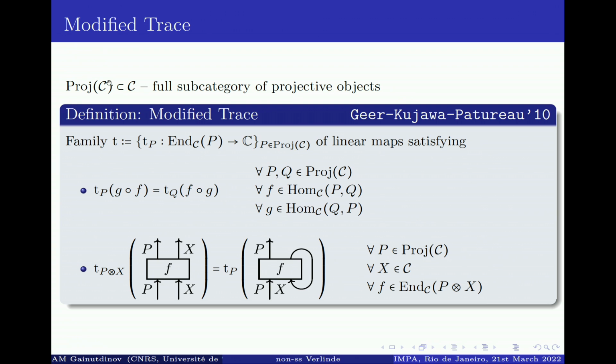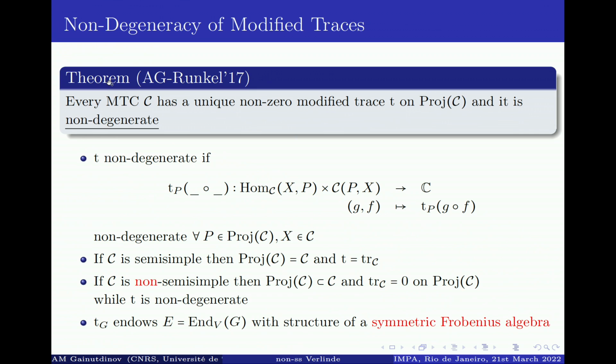And what is modified trace? It's a linear form, a family of linear maps from the endomorphism ring of P to C. This should satisfy two conditions: cyclicity, like to be a trace, but also the right partial trace condition. So they should be consistent with closing components.